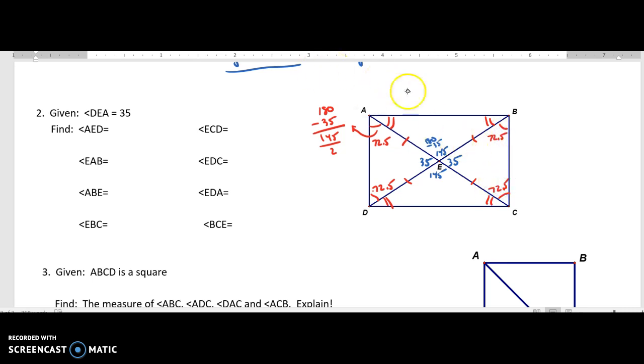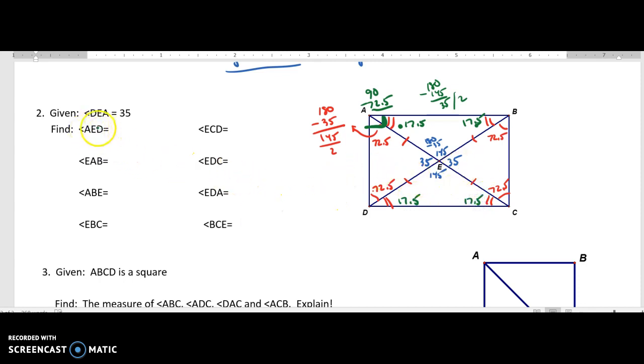Now, when I go to find these other angles, this angle here and this angle here, two ways you can do it. You can do the same thing. You can do 180 minus 145, which gives you 35, and you can divide that by 2 to get those. But to me, what do these two angles have to add up to? 90 degrees, right? So what is 90 minus 72.5? Well, that'll give you 17.5, which makes this 17.5, which makes this 17.5 and this.